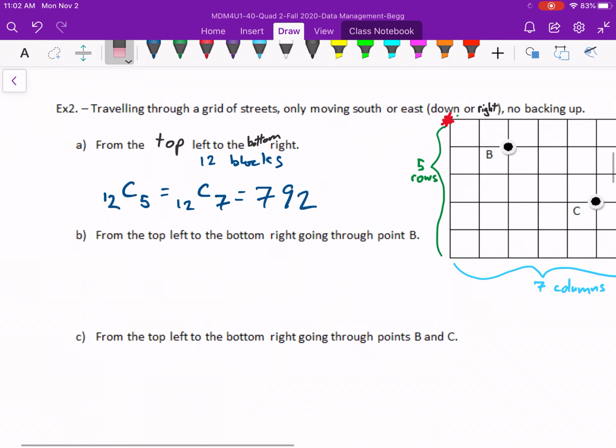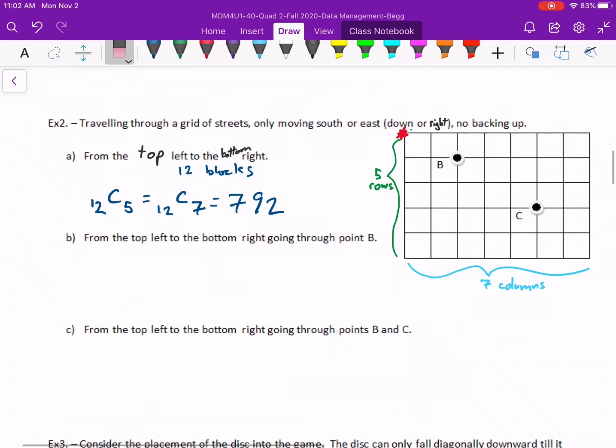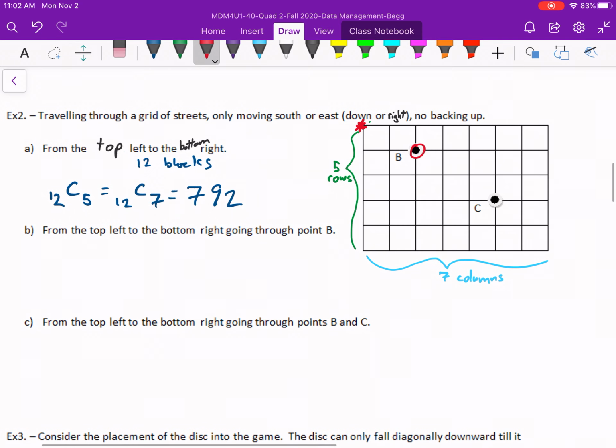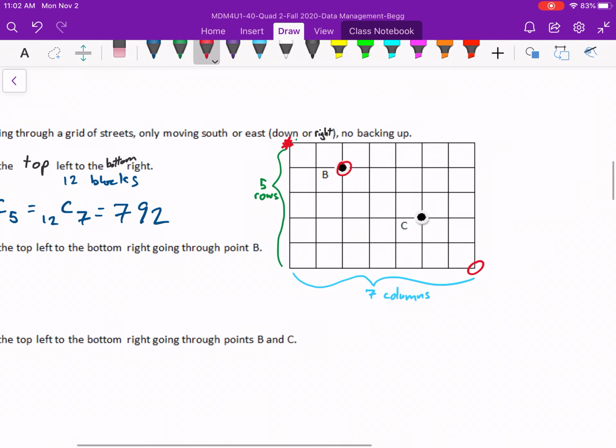All right, from the top left to the bottom right going through point B. So now we have to make a pit stop here at B. Well, if we do that, here's how we could do it using Pascal's method again. Let's start with just drawing it.